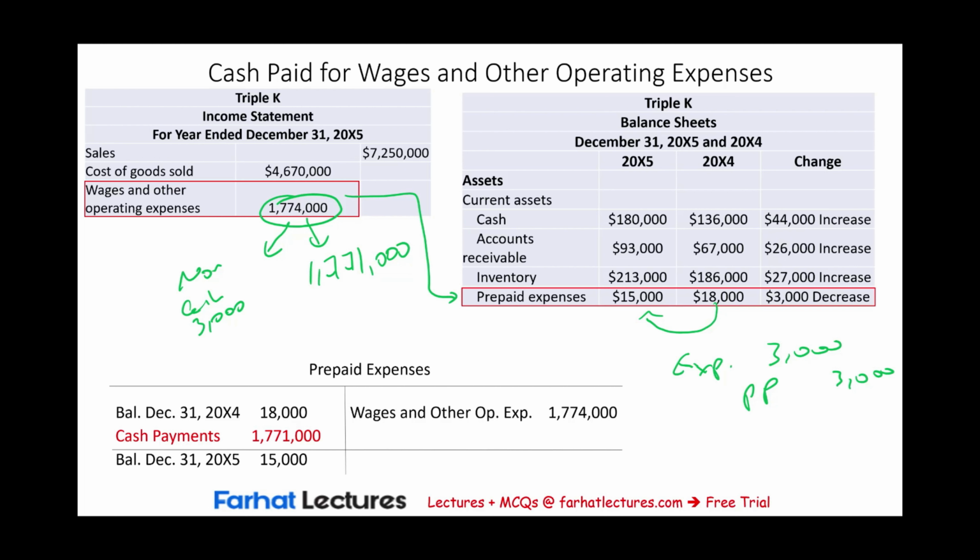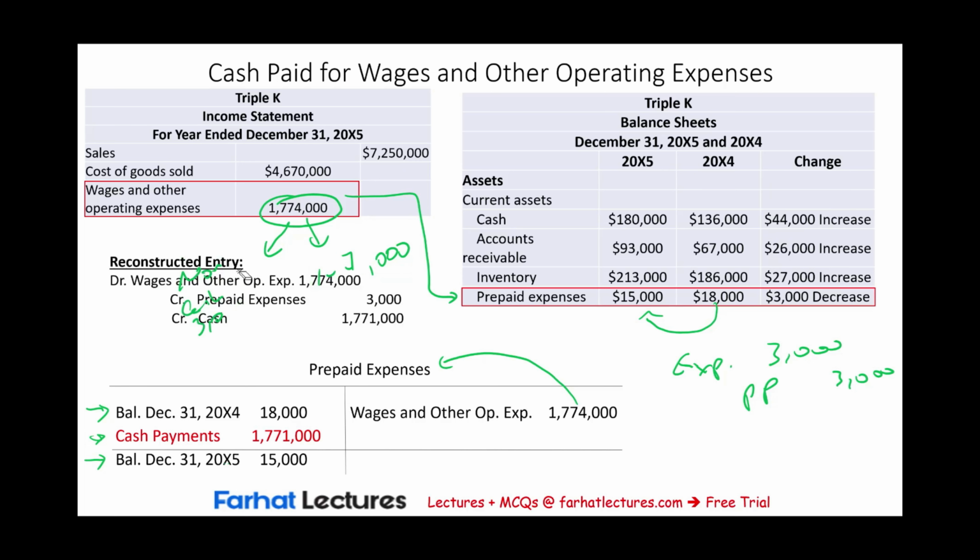First, let's examine the T account. The beginning balance is 18. The ending balance is 15. Well, what does that mean? It means there's a difference of 3,000, but we know wages and other expenses, we expensed 1,774,000. We know that we reduced our prepaid, because the assumption is every time we paid an expense, we reduce the prepaid. Well, if that's the case, to plug, the cash payment is 1,771,000.